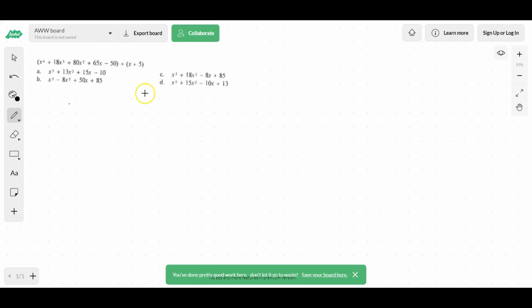Okay, so for this first problem, what they want us to do is some synthetic division. So here's how you go about doing synthetic division. We're going to put -5 in the box because they gave us a +5. And then we're going to write the first number in front of each of these that we have. So that would be 1, 18, 80, 65, and -50.